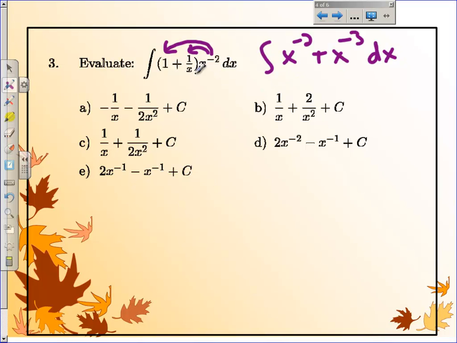Okay, so I've distributed, and now I can do my little rule. I'm going to add 1 to the exponent and divide by that. So let's see what happens here. Negative 2 plus 1 is negative 1, and then we divide by that. So I've done the antiderivative of x to the negative 2.